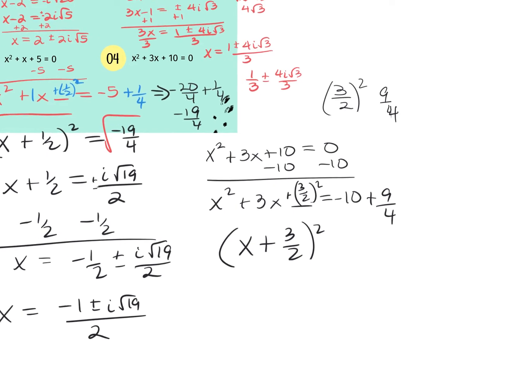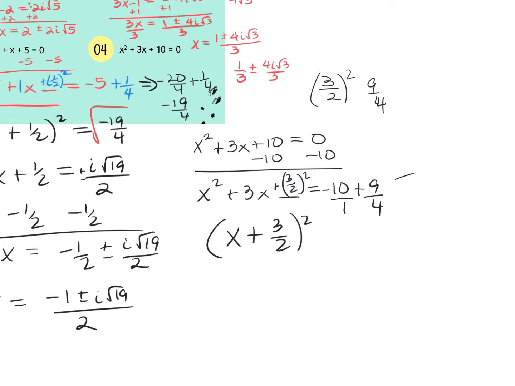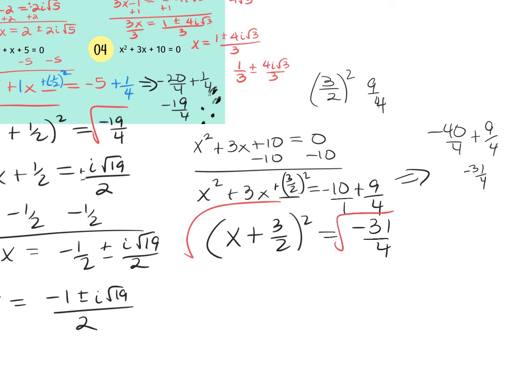I need to find a common denominator here. So this is going to actually turn into -40/4 plus 9/4. And this gives me -31/4. I'm now going to apply the square root method or the even root method. Square root both sides. And again, if it's easier for you to think that you're square rooting this fraction individually, you can. x plus 3/2.